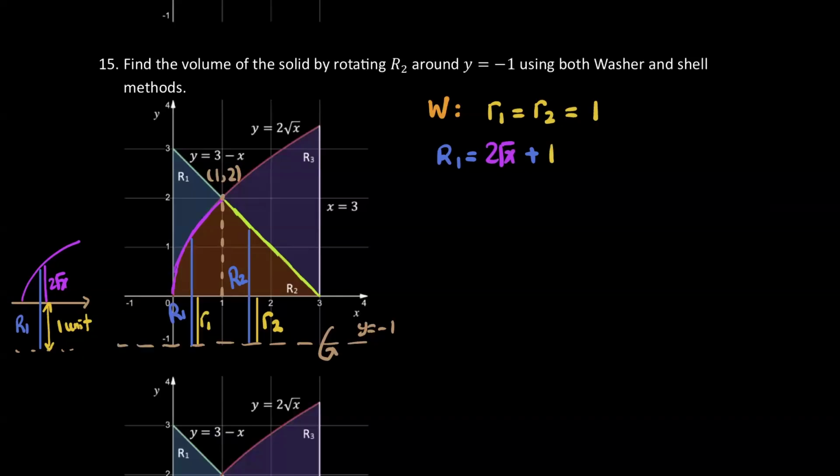Okay, and similarly, our big R2 is going to be from the green section, that's 3 minus x plus what? Okay, so this part we can simplify. So when we simplify that, we get 4 minus x.